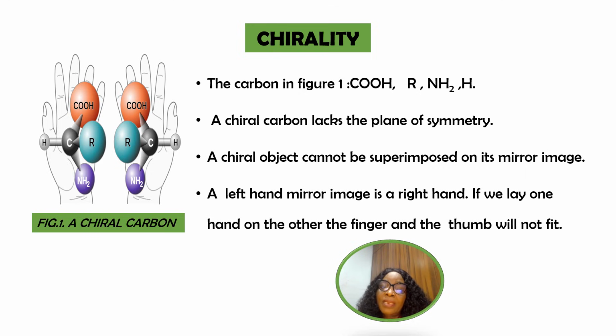A chiral carbon lacks the plane of symmetry, and it is referred to as asymmetric or dissymmetric. A chiral object cannot be superimposed on its mirror image. We have here in figure 1 the left hand and the right hand. A left hand mirror image is not another left hand, but a right hand. The two hands are not identical and cannot be superimposed. If we lay one hand on the other, the fingers and the thumb will not fit.